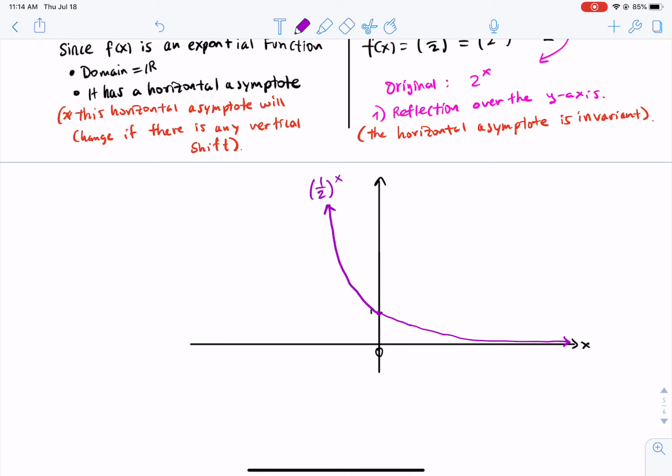And the original function, you can think about that as this one right here. This is 2 to the x. And what do we do with 2 to the x to get to the other one? All we had to do was reflect 2 to the x over the y-axis, and that's what we get over here.